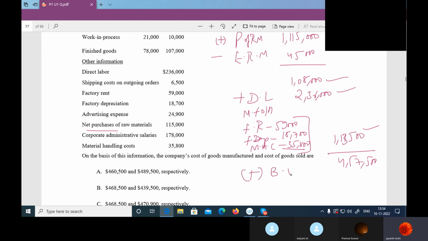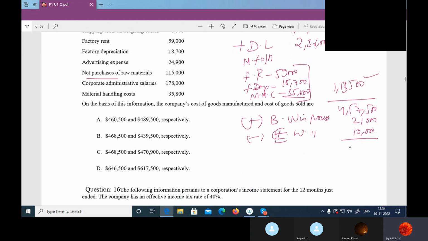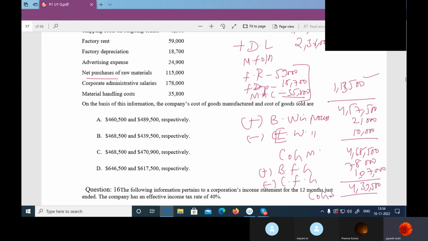Add beginning work in process less closing or ending work in process. The beginning work in process is 21,000, closing work in process 10,000. When you do this, you get 4,68,500, which is your COGM. Add beginning finished goods less closing finished goods, 78,000 and 1,07,000. You get the COGS, 4,39,500.